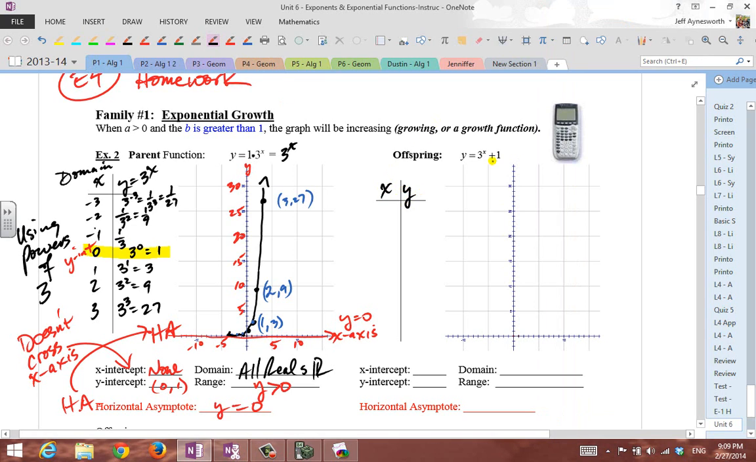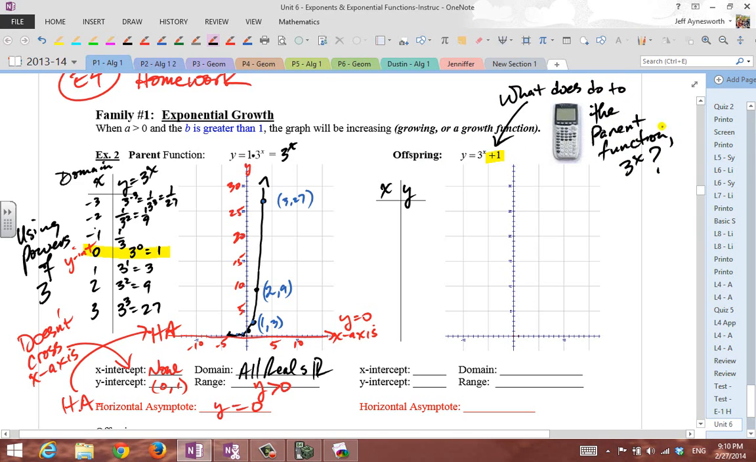All right, now let's take a look at the next one. Let's figure out what this +1 does to the function right here. I'm talking about the +1 right there. What does this do to the parent function? The parent function we're talking about is 3 to the x.